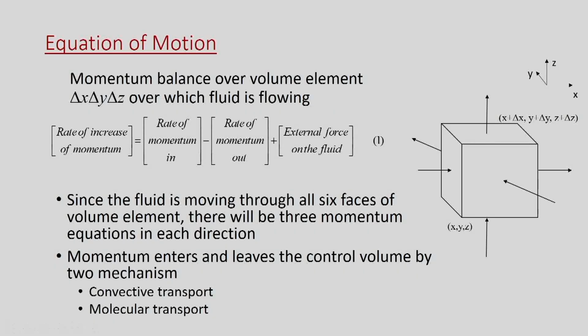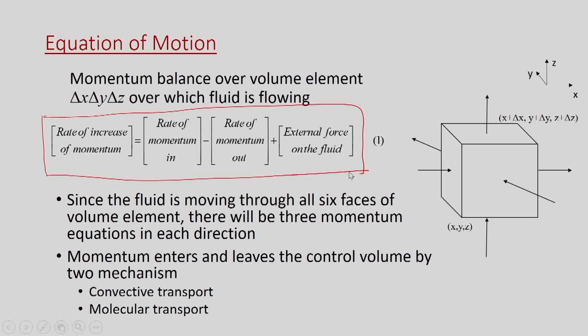If you apply the momentum balance principle for this control volume, what you get is: the rate of accumulation of momentum is equal to the rate of momentum in minus the rate of momentum out, plus, if any external force is acting on the fluid, like gravity or electric field or magnetic field, etc., any additional terms due to the external force should also be included. If at all they are affecting the momentum transfer process, they should be included in the right hand side of this equation 1.